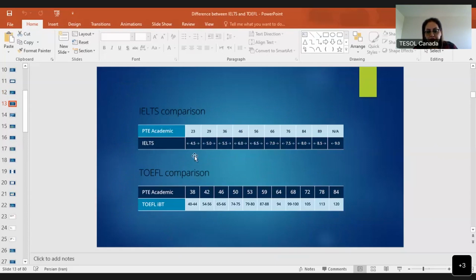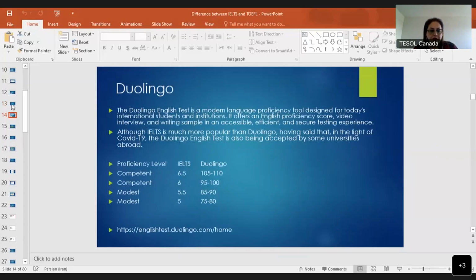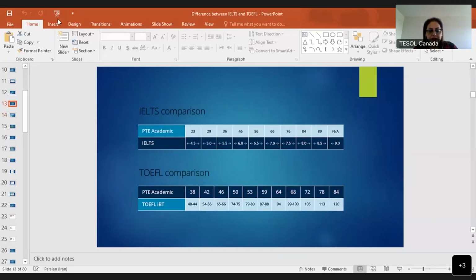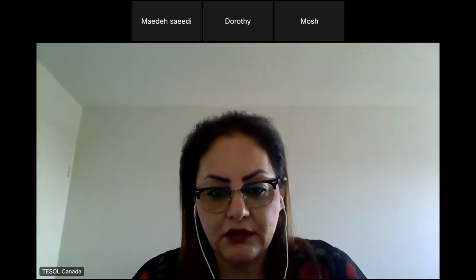So here is the scoring. IELTS 9 or 8.5 is 89. 9 is almost 90. And in TOEFL, 120 is like 85. I have the site, so I can share it with you guys.